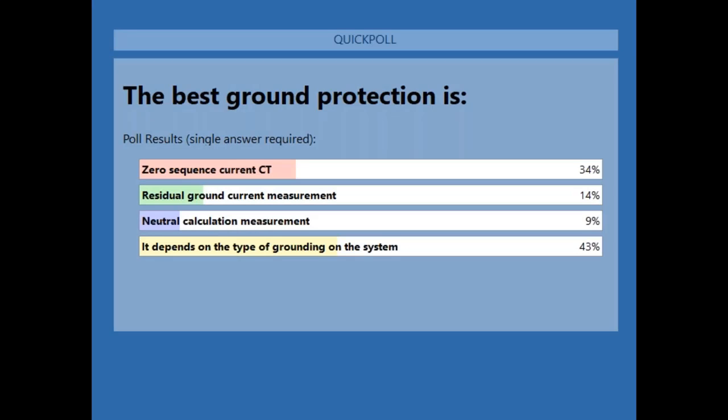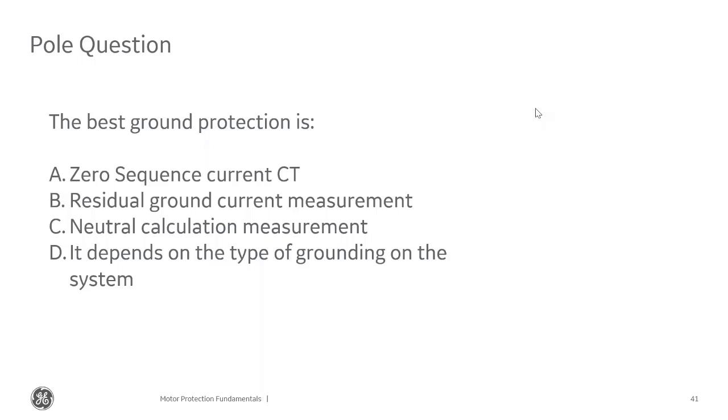There are instances where zero sequence current CT is not that good of an idea. There are instances when residual ground current works fine, and there's instances when we should use neutral calculation. So it all depends, really, on what our grounding system looks like. So let's talk about what our grounding system looks like.